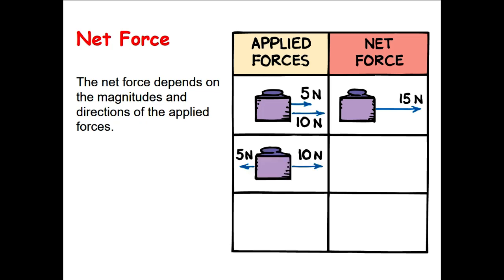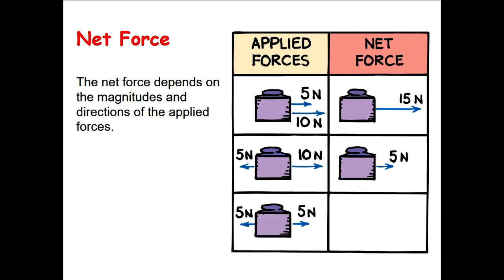Let's consider this example. We have again two forces, but one is acting to the right, the big one, 10 Newton, while the other is acting to the left, 5 Newton. And the question is, what is the net force? In this case, the net force is the difference, in the direction of the bigger one. So the net force is 5 Newton to the right.